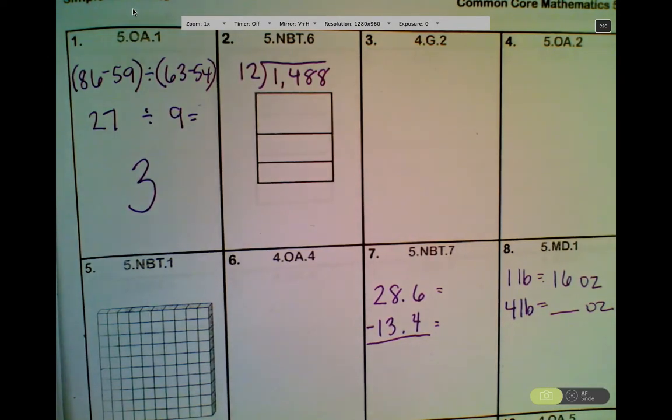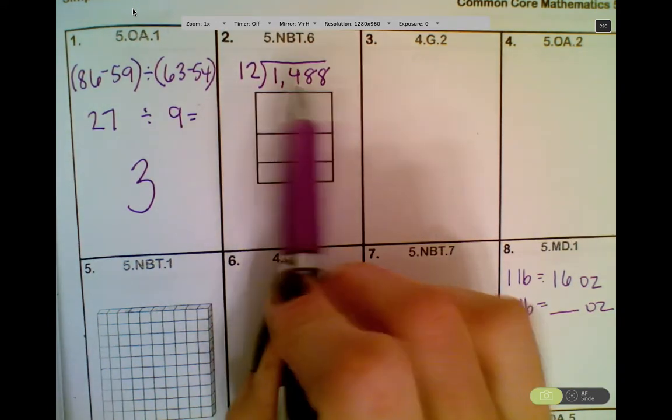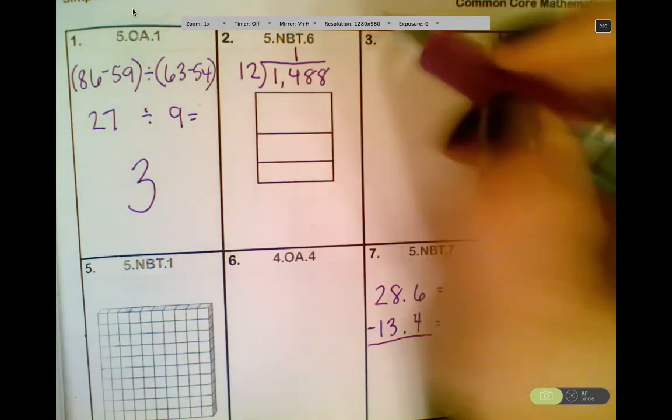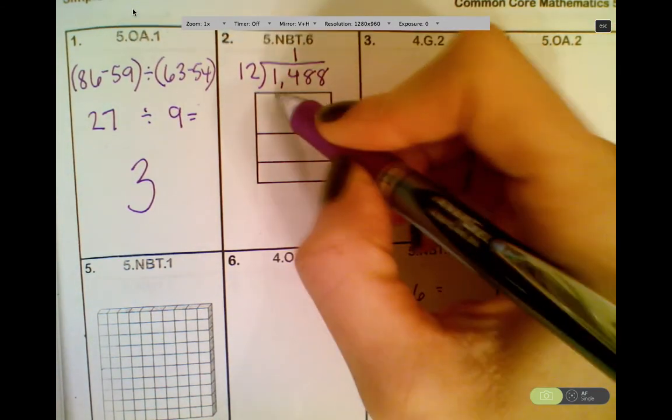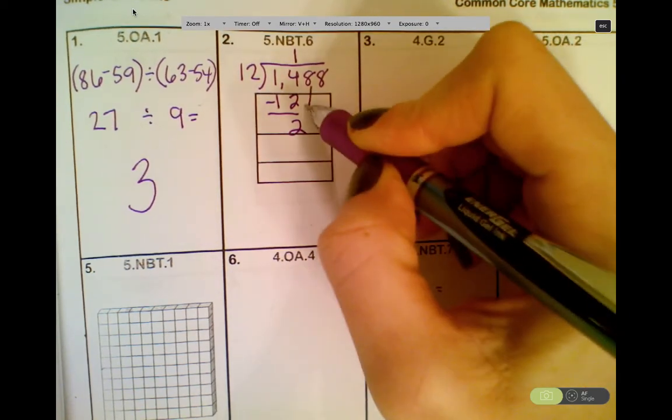Number 2, you can use an area model if you would like, or you can use the traditional long division way. I'm going to be showing you the traditional long division method. I know that 12 goes into 14 one time. 1 times 12 is 12. I subtract and get 2. Bring down my 8.